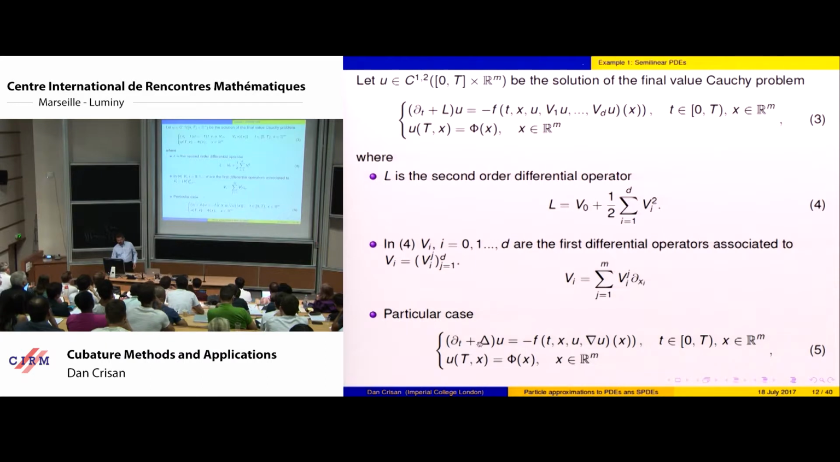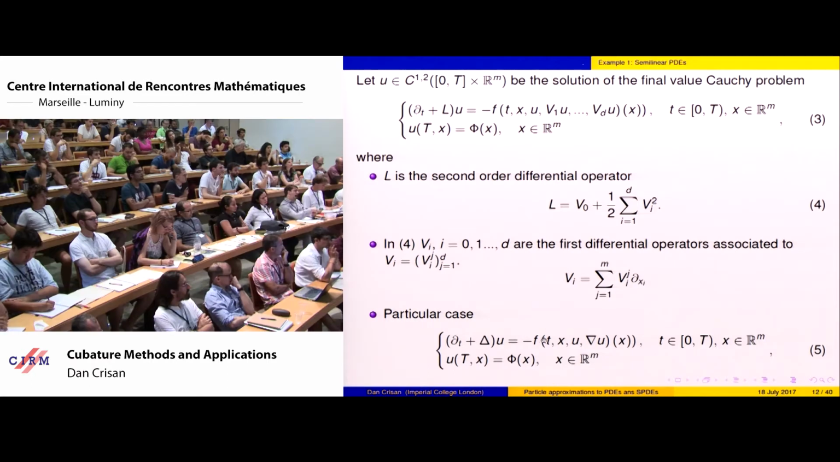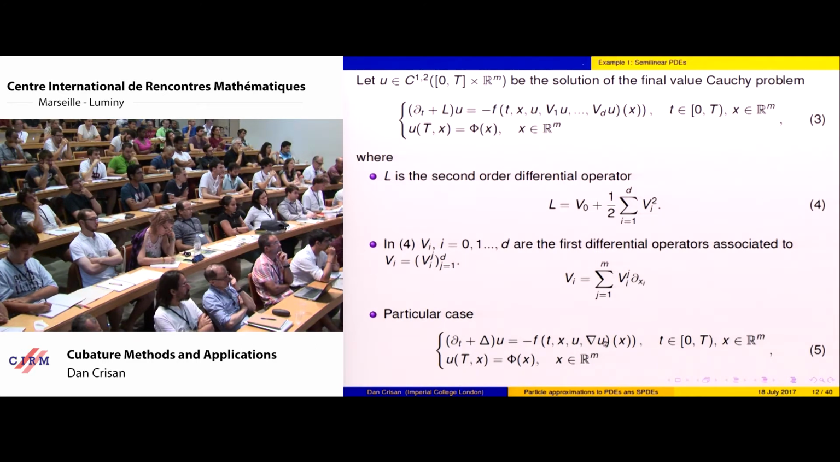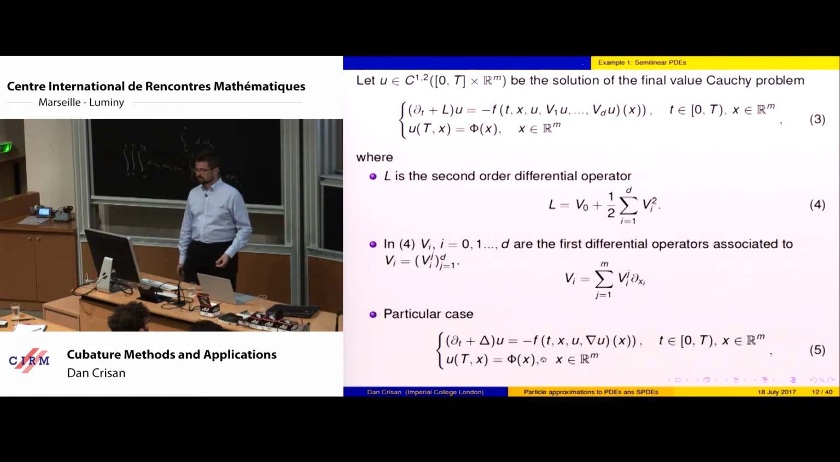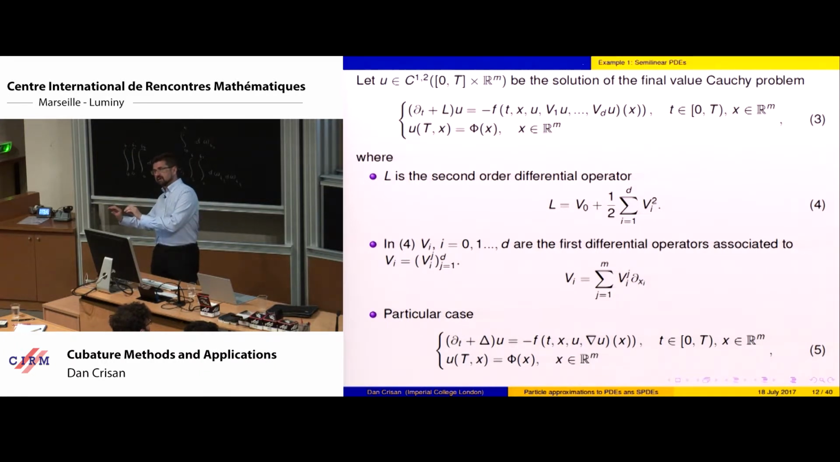So a particular case is to say, okay, let's not worry about this very complicated operator, let's just replace it with the Laplacian. So I have the partial derivative in t plus the Laplacian applied to u. And then the nonlinearity is going to be in terms of u and the gradient of u. Okay, so this is a particular case which belongs to this wider class. And I have a final condition. Okay, so what we're doing here, we have a corresponding Feynman-Kac representation, and then we're going to use the cubature measure to approximate the solution of this equation.